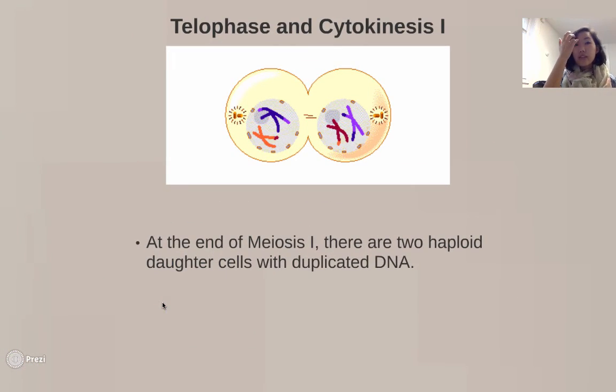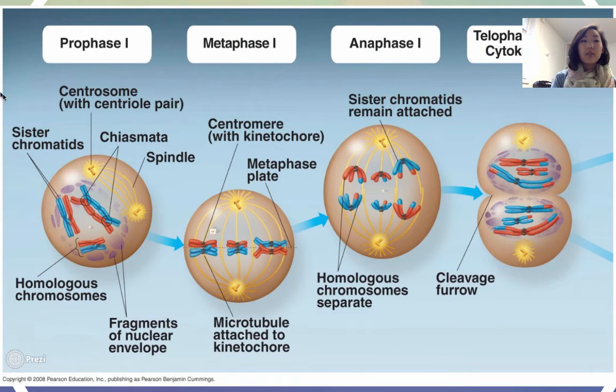Then at the end of telophase and cytokinesis 1, you end with two daughter cells that are now haploid. They have double the DNA, duplicated DNA, but it's now half of its original amount. Okay, so that is the end of meiosis 1. After meiosis 1, you have two daughter cells that are now going to divide again in meiosis 2.